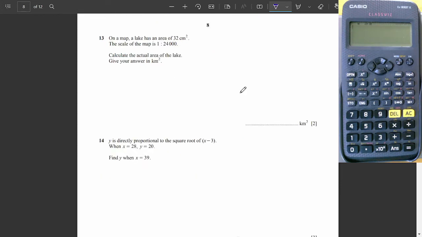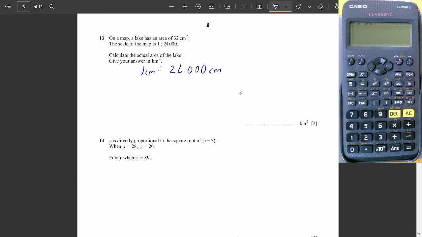Question 13. According to the examiner's report, this was the question that the most candidates got wrong, right? The least successful question on the paper. So let's look very carefully at what we're going to do here. We got a map scale of 1 to 24,000. Now remember, there's no units. That means that anything that is 1 unit on the map, like 1 centimeter, is 24,000 in real life. So 1 centimeter is 24,000 centimeters in real life.